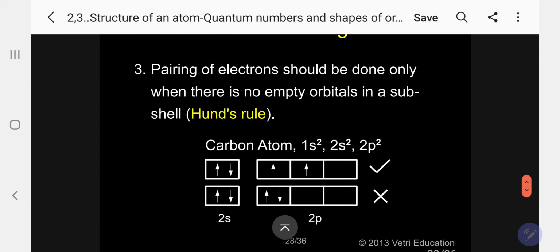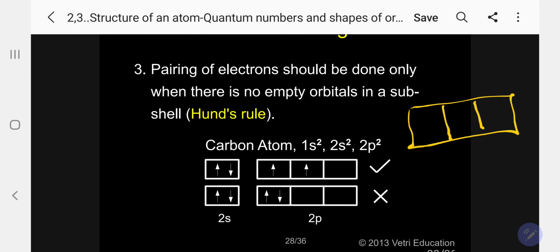Okay, next, rule 3. As I already informed you, each orbital holds a maximum of 2 electrons. Pairing of electrons should be done only when there is no empty orbital in a subshell. What is a subshell? We have discussed the p subshell. Conventionally I can now write px, py, pz, and the s orbital I can represent like this. So I can fill up electrons like this.